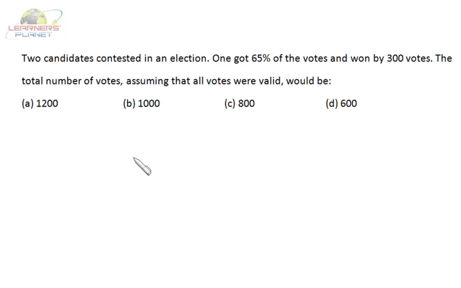Now let's see this question. Two candidates contested in an election. One got 65% of the votes and won by 300 votes. What would be the total number of votes, assuming that all the votes were valid? If the winner has got 65% of the total votes, that means the other person might have got 35%. Now, what is the winning margin in this case? It is 65 minus 35, that is 30%. That 30% is 300. That means 100% is what? 1000. Friends, no paperwork is required at all. I hope you are clear.